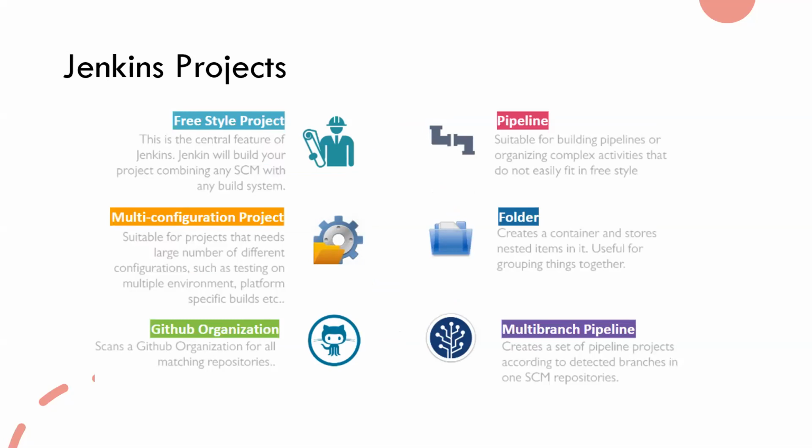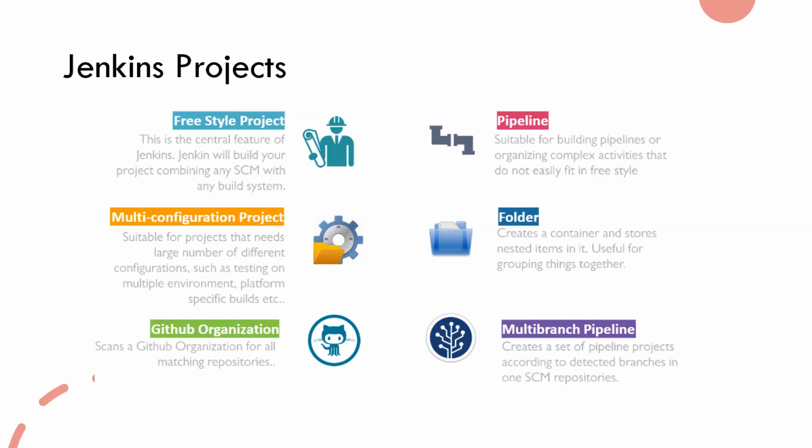Now those projects can be of different types. You can create a freestyle project. Freestyle project means it has a lot of other features, with the help of which you will combine it with the SCM and do the steps. Then you have a multi-configuration project, where you can combine multiple environments and other things together. Then you have something related to GitHub only, where everything is coming from Git only.